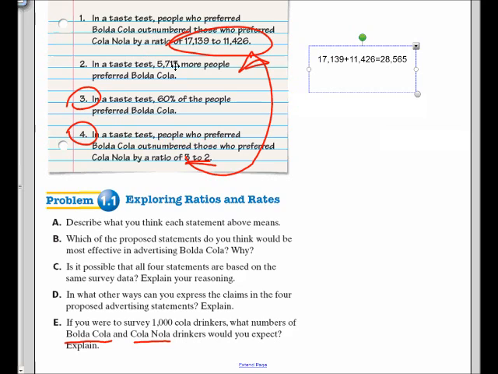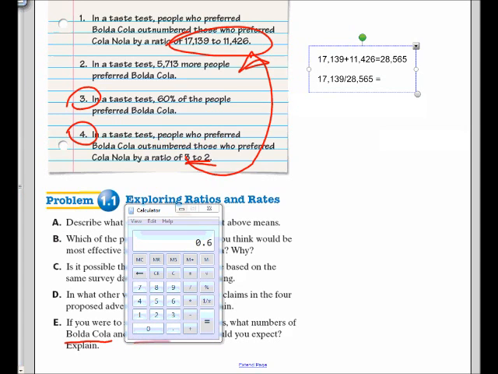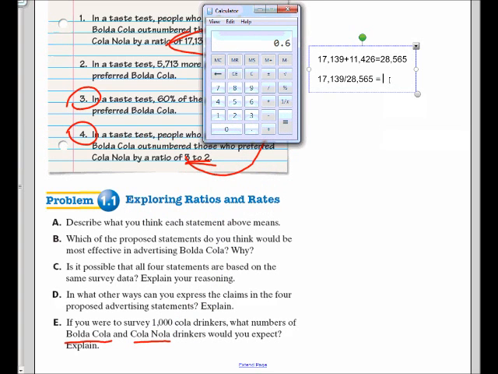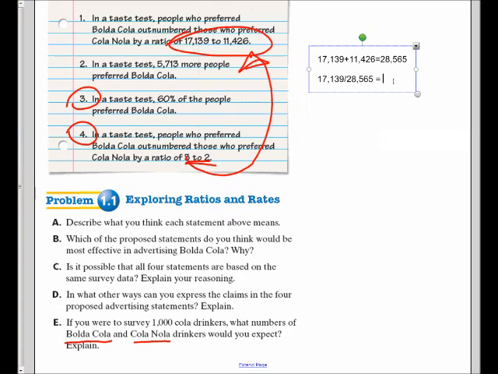To make that into a percent, I'm going to take the number that they're referencing. So this is Boldicola. That's that first number, 17,139. And I'm going to divide it by 28,565. 17,139 divided by 28,565, and I get 0.6 right down here. And that translates into 60%. So that's how I came up with the 60%.